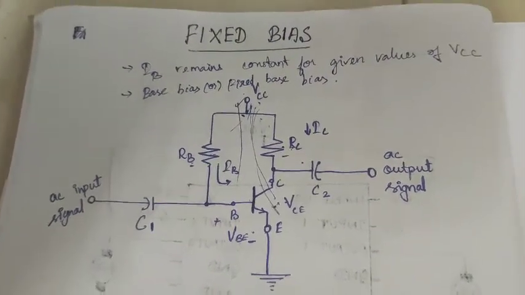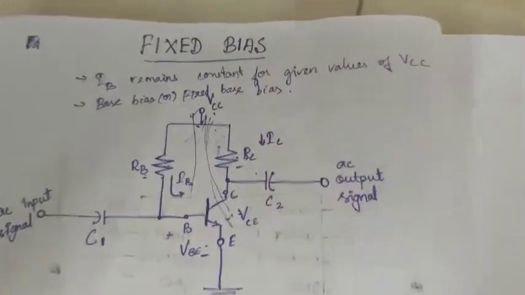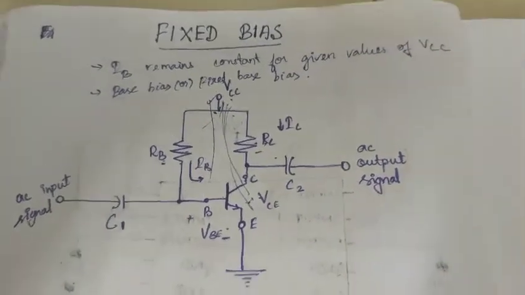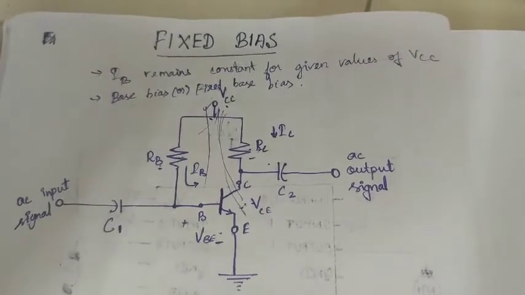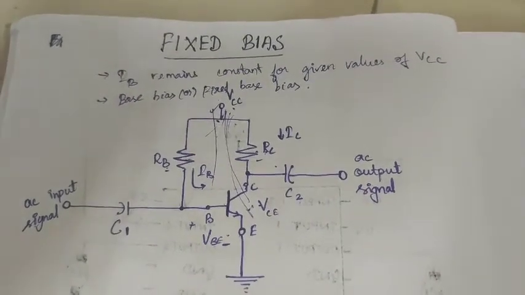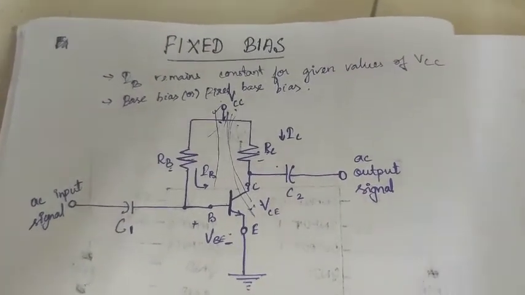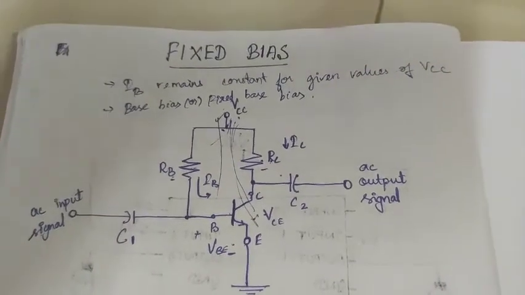Since the IB remains constant for any values of VCC, the operating point remains constant or fixed, so that we can get a fixed Q point, and this is the main advantage of a fixed bias.